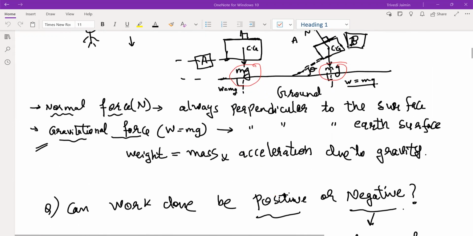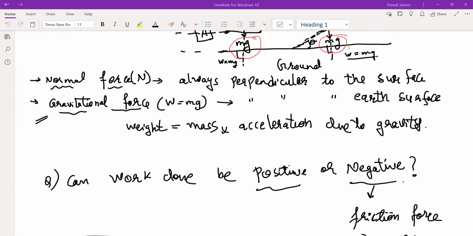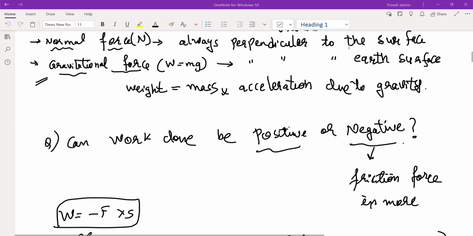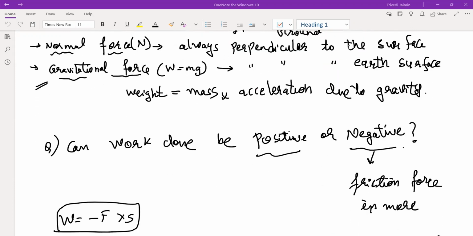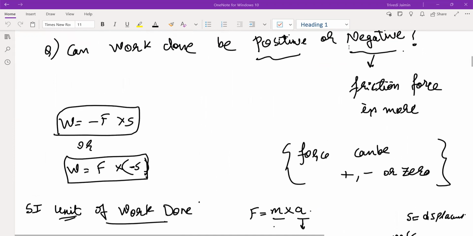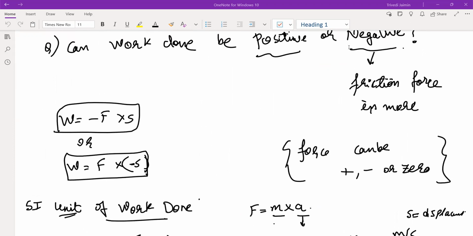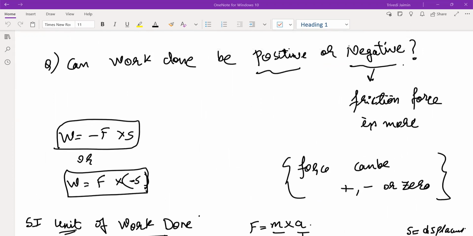Okay. And what is the normal force we saw? Force which is perpendicular to the object. And gravitational force? Force which is perpendicular to the ground, or gravity, or surface of Earth. Okay. Can work done be positive or negative?